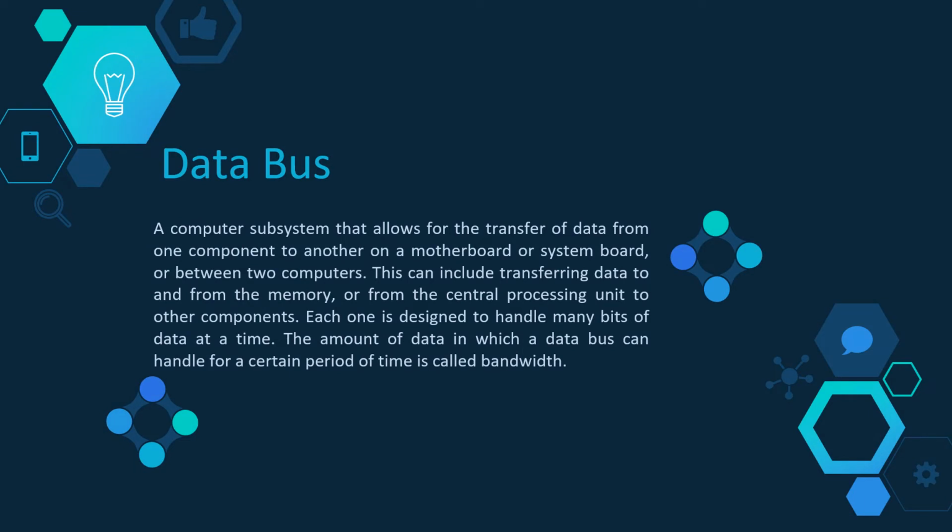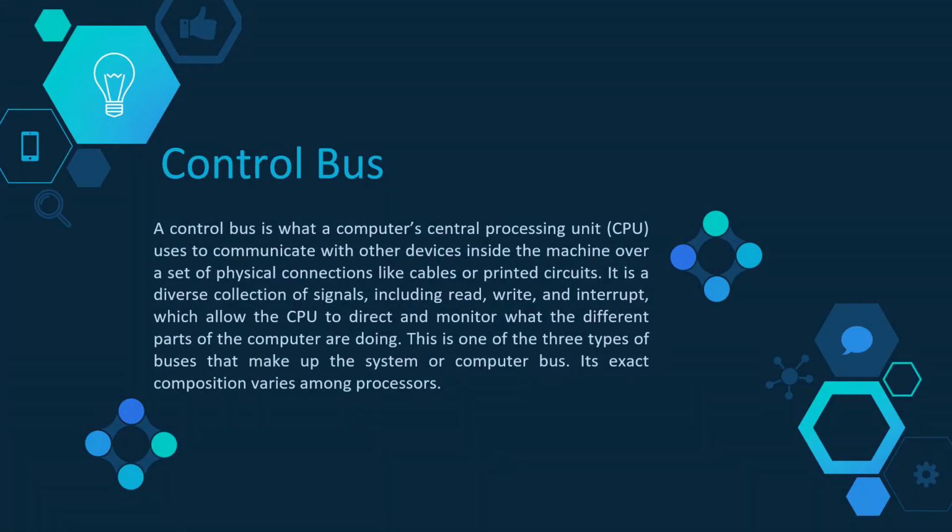Next is data bus. Data bus, a computer subsystem that allows for the transfer of data from one component to another on a motherboard or system board, or between two computers. This can include transferring data to and from the memory, or from the central processing unit or CPU to other components. Next is control bus.